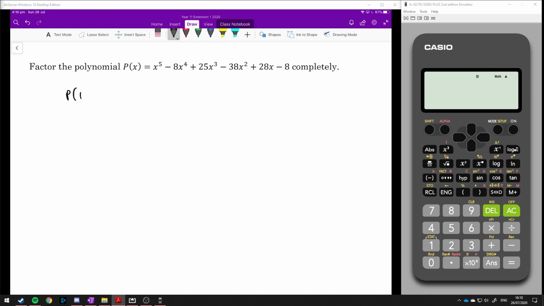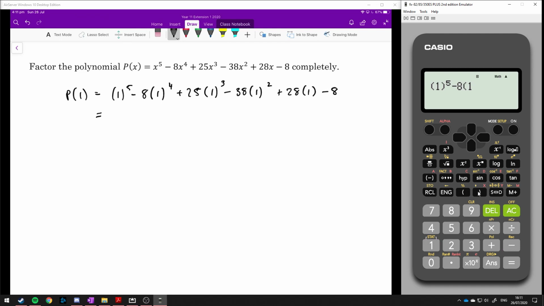Let's try p of 1. So that's 1 to the power of 5 minus 8 lots of 1 to the power of 4 plus 25 lots of 1 cubed minus 38 times 1 to the power of 2 plus 28 lots of 1 minus 8. Okay, this one gives us an answer of 0. Minus 8 lots of 1, plus 25 lots of 1 cubed. And I realize that there should be a power of 4 there.